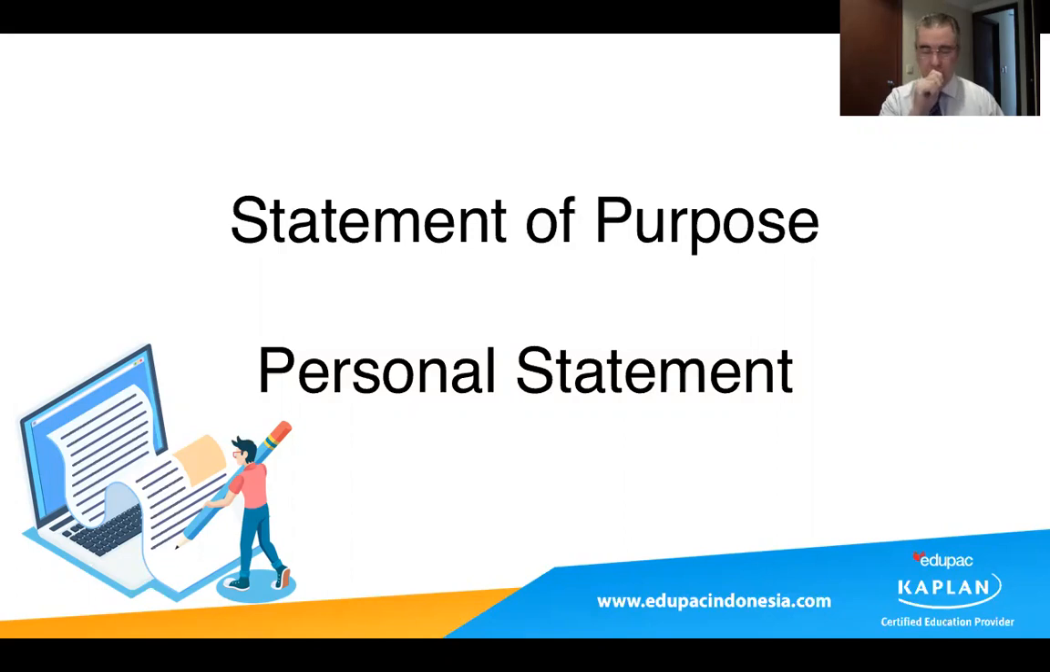So first, a statement of purpose is normally used for somebody to express what they plan to do in graduate school if their studies are research-based. So for example, this would be something that a PhD student would provide with an application very often. However, for degrees that are not research-based, the personal statement is more common. And so let's look at what's the difference between the two then.